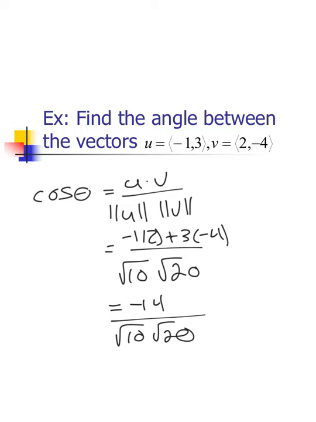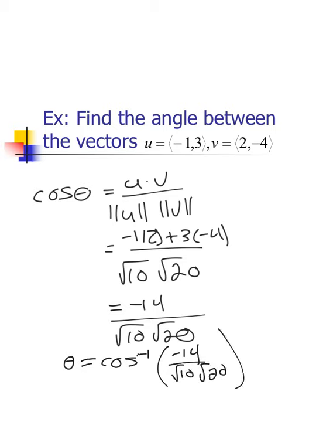To finish solving for my angle, I'm going to take the cosine inverse of that. So I have theta is equal to the cosine inverse of -14 over radical 10 times radical 20. And I want to put that in exactly like that in my calculator so I don't have to do too much rounding. And I end up getting 171.87 approximately as my angle.